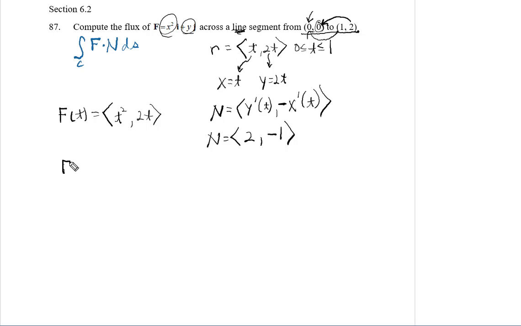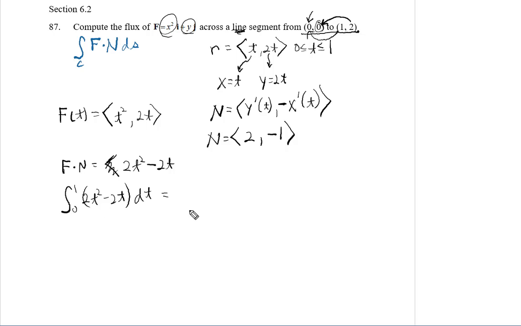We need the dot product of those two. So that would be t squared times 2, or 2t squared, and 2t times negative 1, which is minus 2t. It's not a vector. So there's f dot n. So we need to compute the integral from 0 to 1 of 2t squared minus 2t.